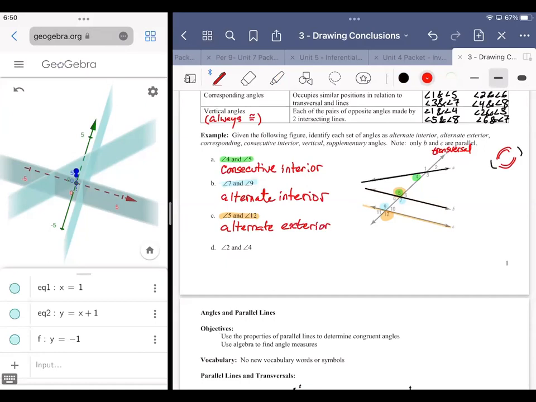And then we have two and four. Those are the nice ones. Here's two. Here's four. So that looks awful. Not much better. But two and four are opposite angles in the same cluster created by two intersecting lines. Those are vertical angles. So we have consecutive interior angles, alternate interior angles, alternate exterior angles, and vertical angles.